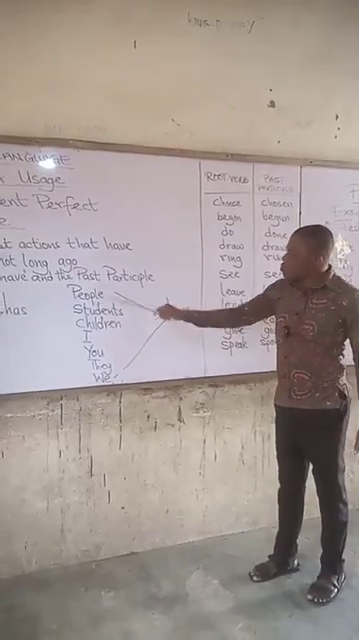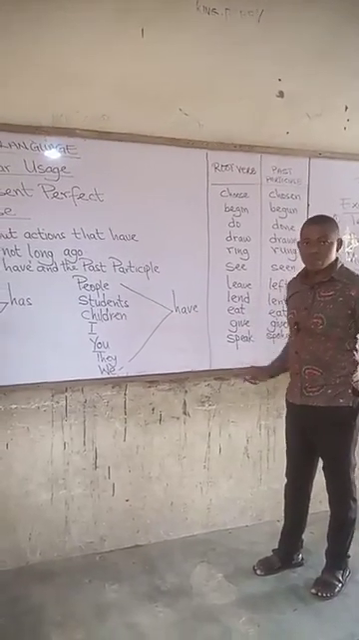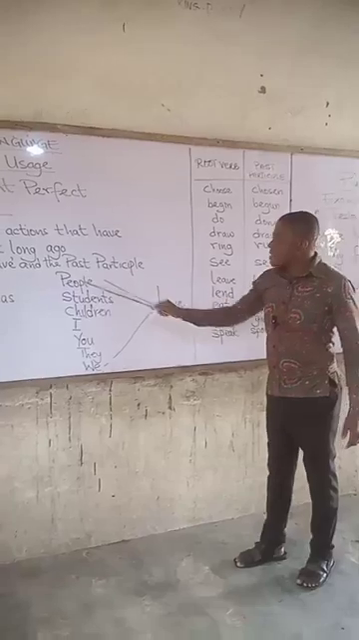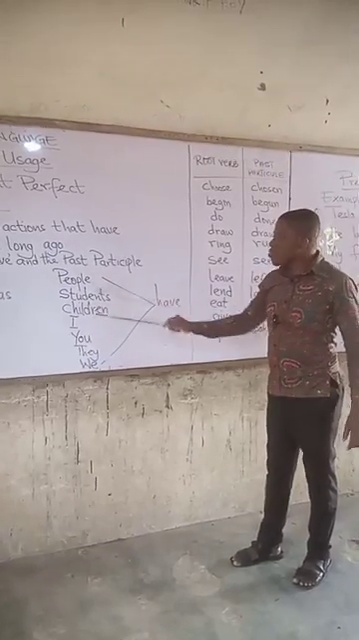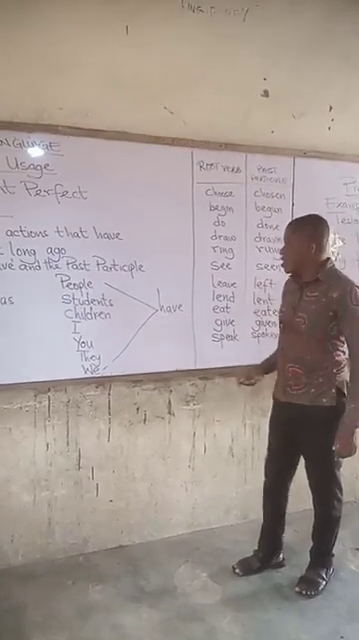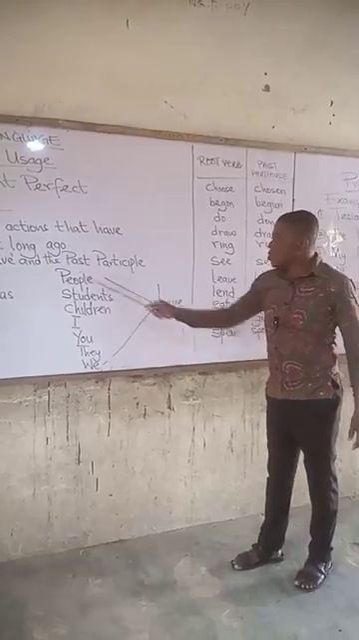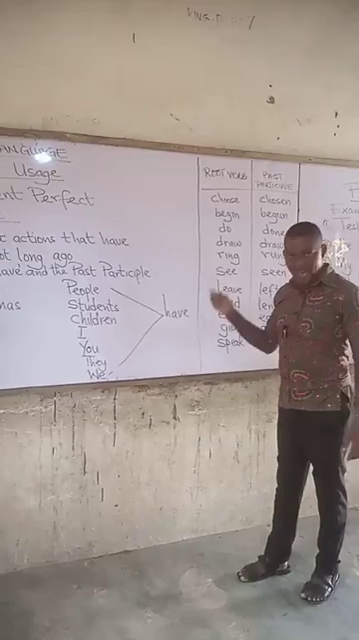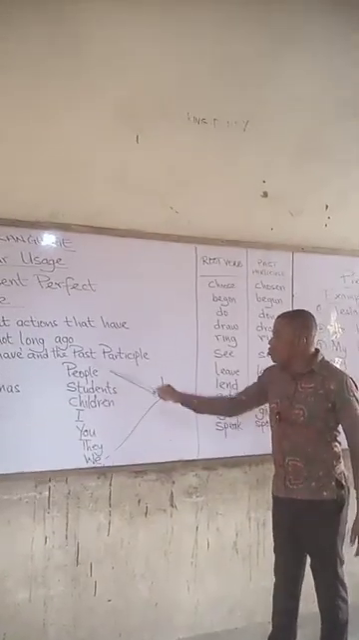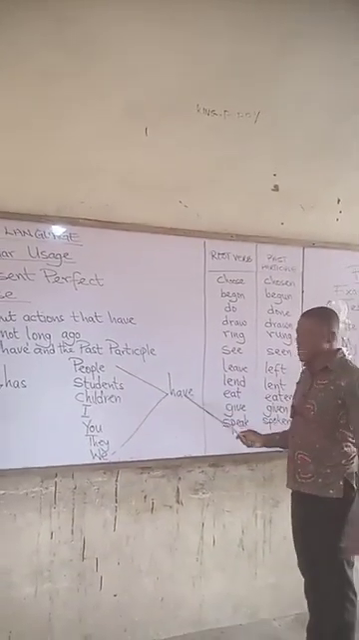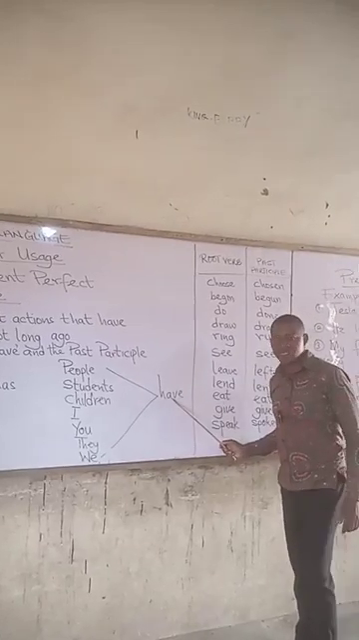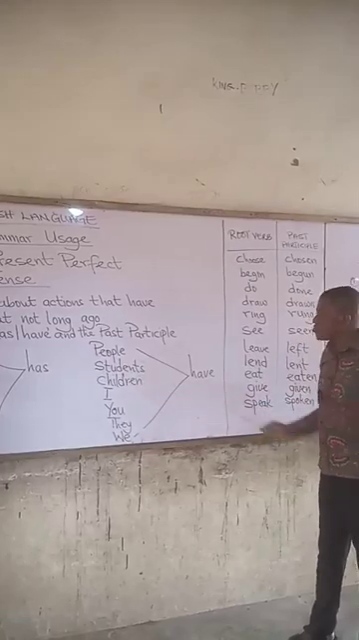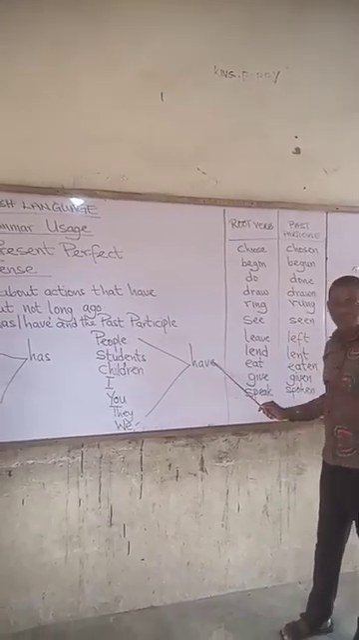Anytime that you use plural nouns, example on the board, people, students, children, and others. Anytime that you use plural nouns, it should connote with have, not has. So, example, you can say people have, students have, children have.